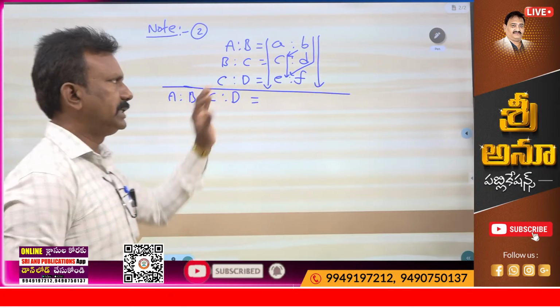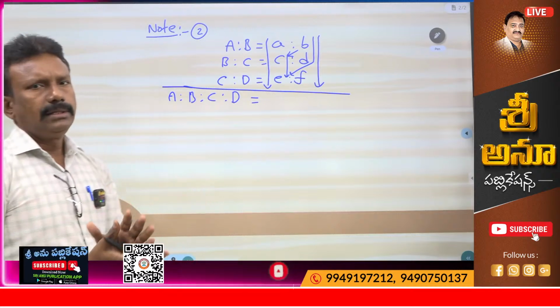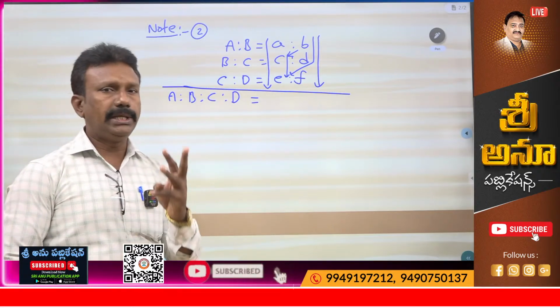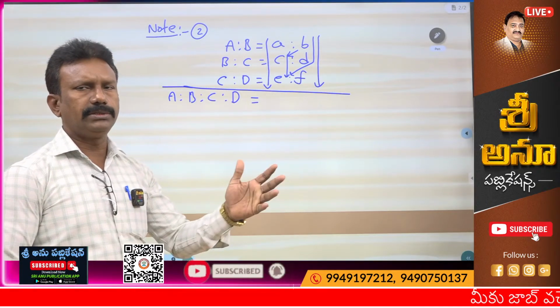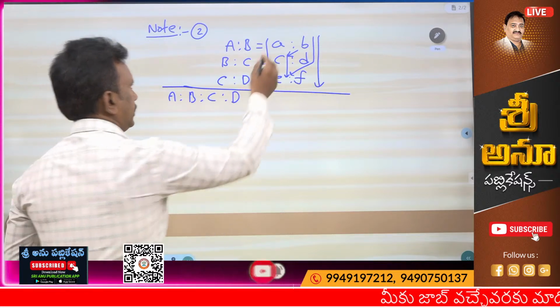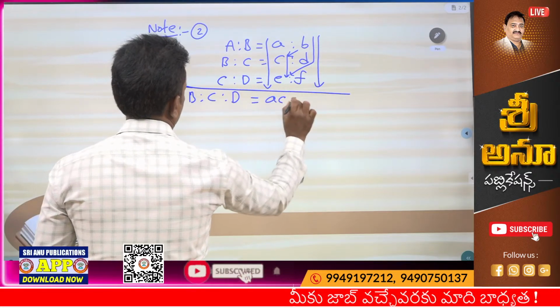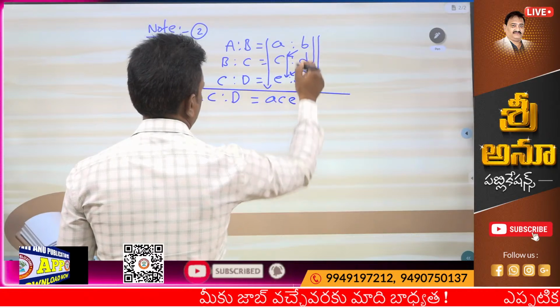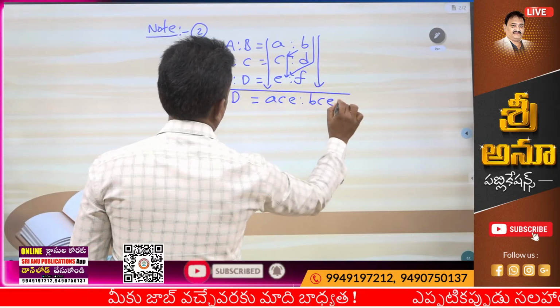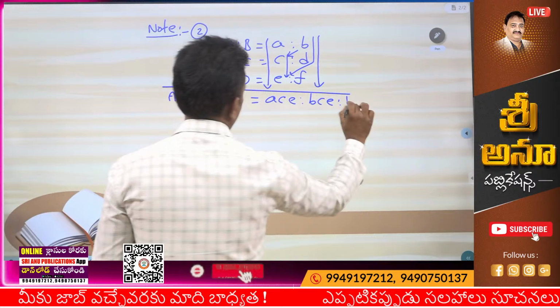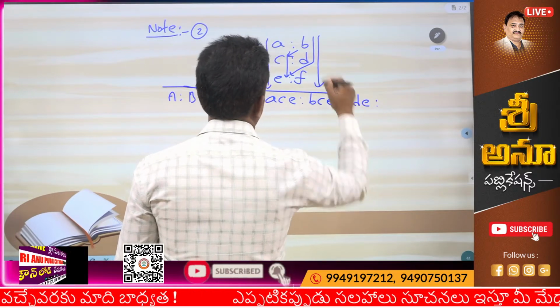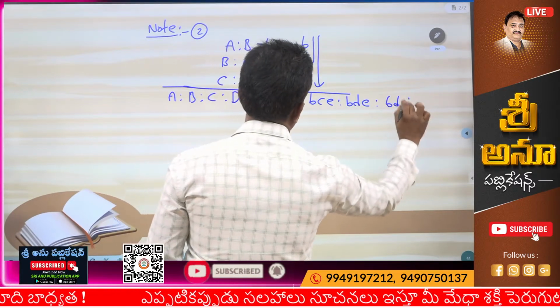I think it is the best method to write the continuous ratio of three ratios as A is to B is to C is to D. Okay, so write A, C, E. It is our first part. B, C, E. And the next one is B, D, E. And the last one is B, D, F.